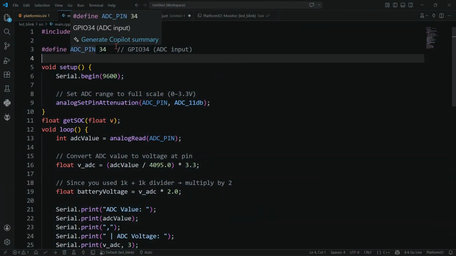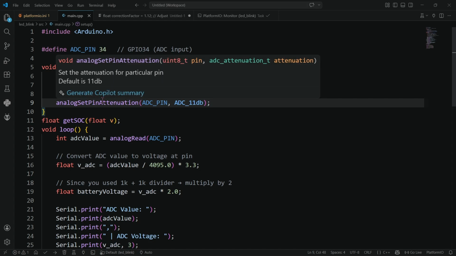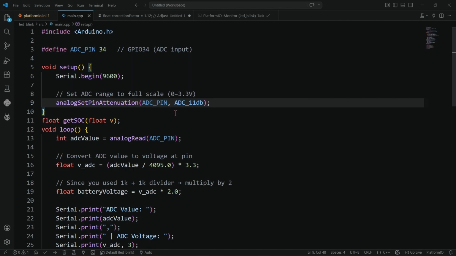So this is the code to detect the state of charge of the cell. I'm coding in VS Code. You can also use the Arduino IDE platform. So let's begin. This is the ADC pin declaration, that is pin number 34, and this is the void setup function. Here anything we write executes only once. So we have set the baud rate to 9600, and we have set the ADC range to full scale, that is, it varies from 0 to 3.3 volt.